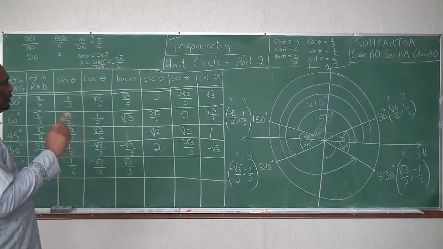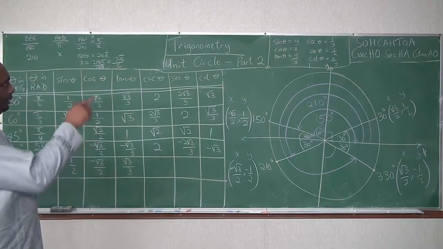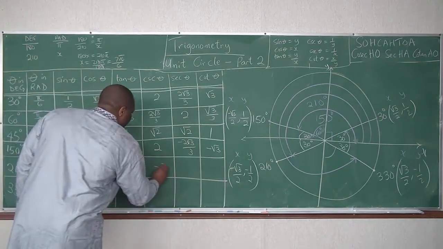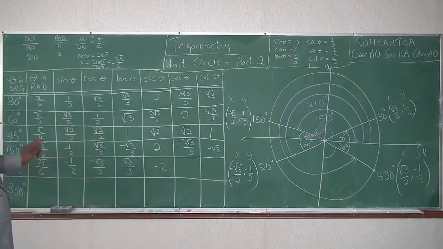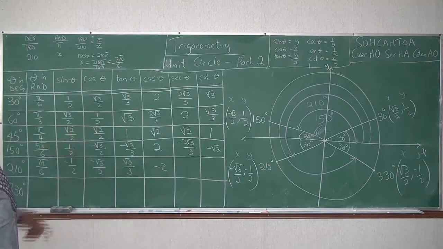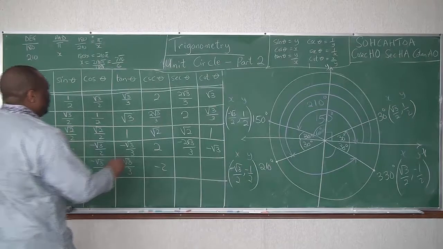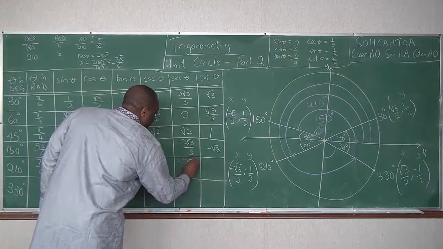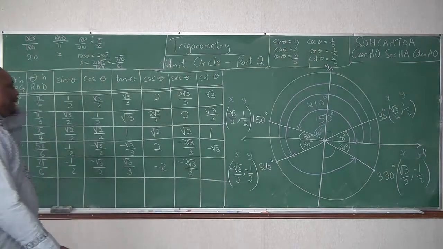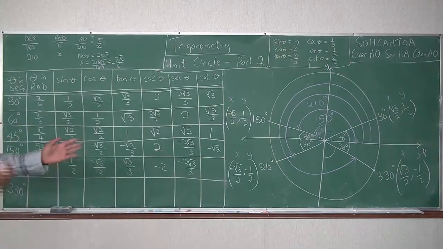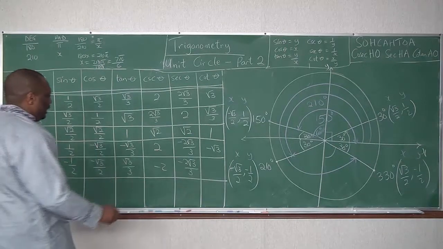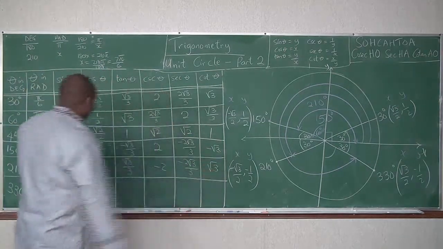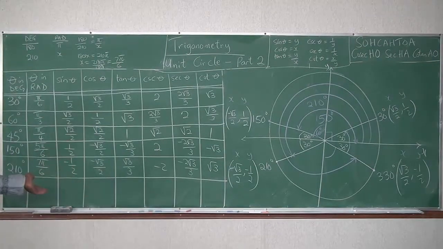Cosec theta is 1 over y. In this case, that would be negative 2, because this is 1 divided by negative 1/2. Sec theta is 1 over x, and that will give you negative 2 root 3 over 3. Then cotangent theta is still negative divided by negative, or 1 over tan theta, and that will be root 3. That is how you get your 210 degrees.